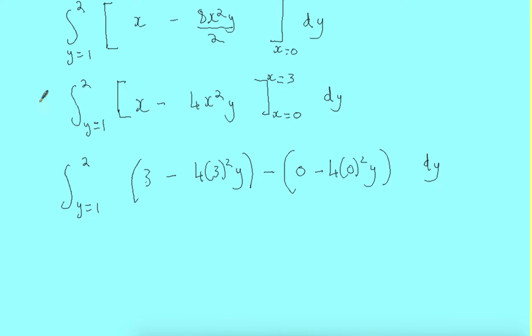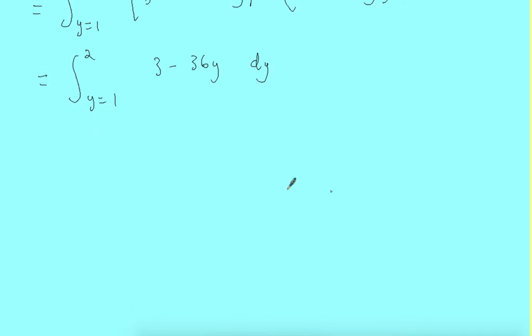So then that just gives me, so that bit there is just 3 take away 36y, and that whole bit there is just going to be 0 dy. Okay, so that's me done my whole internal integral. I've integrated it, I've substituted in my two limits, and remember it's also subtraction. Top limit substituted in, take away the bottom limit substituted in. Right. Okay, so let's integrate this now with respect to y.